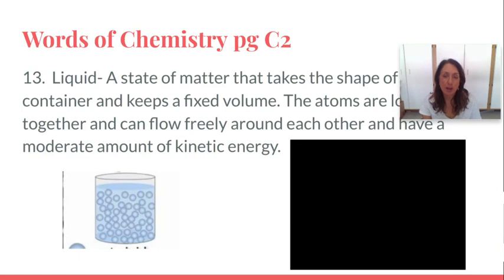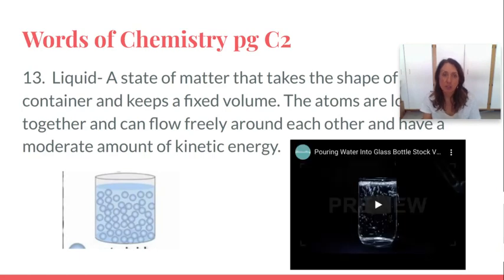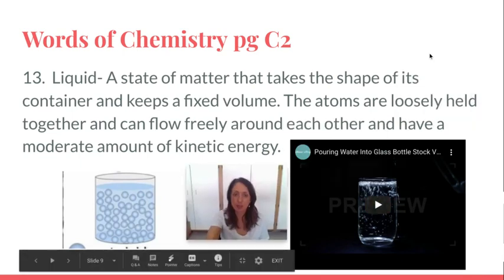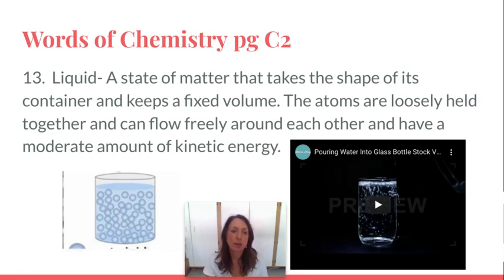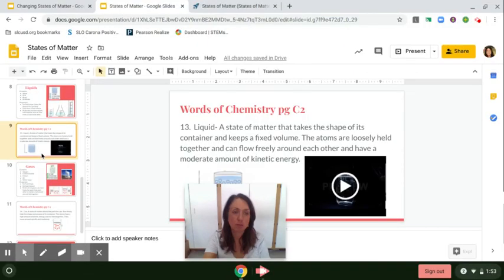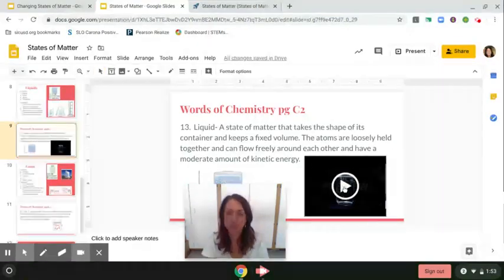So you're going to go ahead and add that to your words of chemistry on page C2. This is number 13. I'll move myself so you can see that. So a liquid is a state of matter that takes the shape of its container and keeps a fixed volume. The atoms are loosely held together, they can flow freely around each other, and they have a moderate amount of kinetic energy. That means the molecules are moving faster than a solid. So let's watch this.